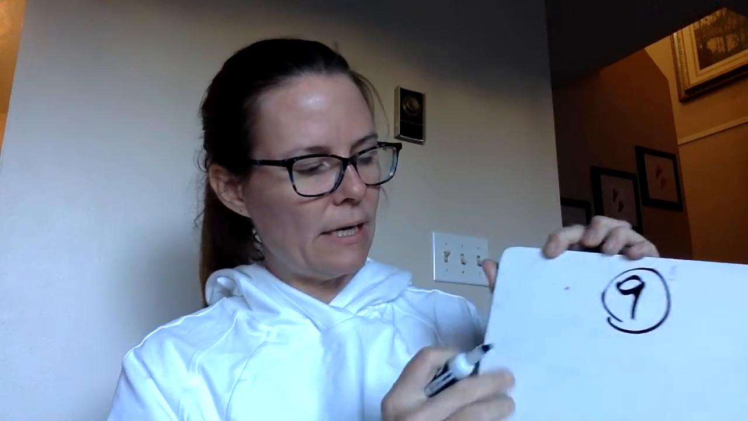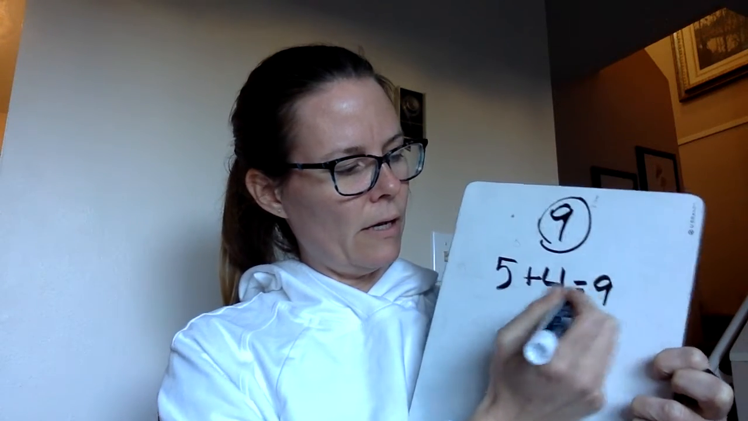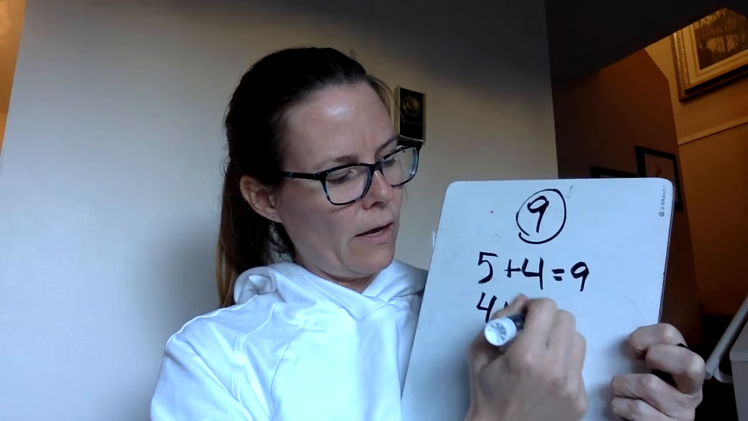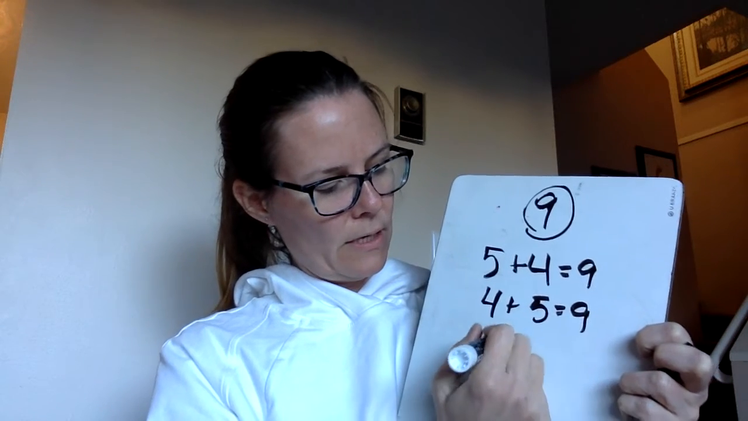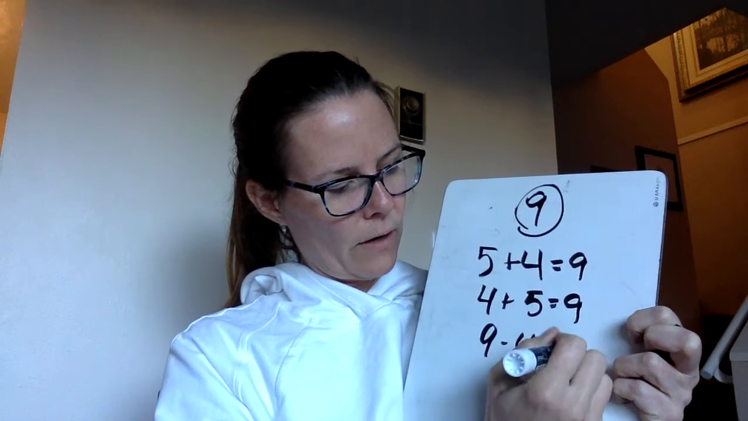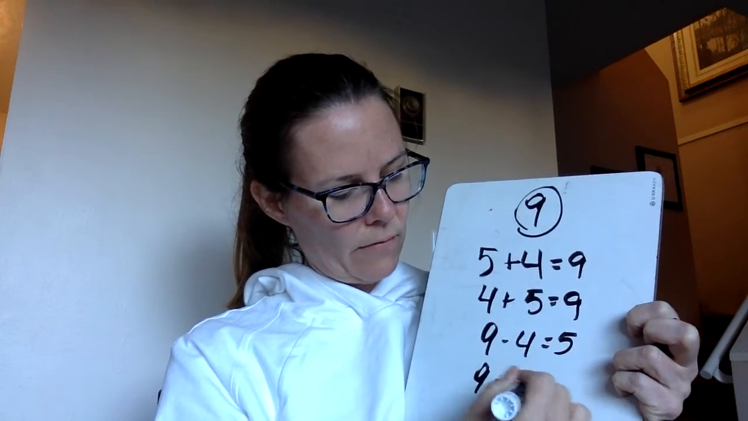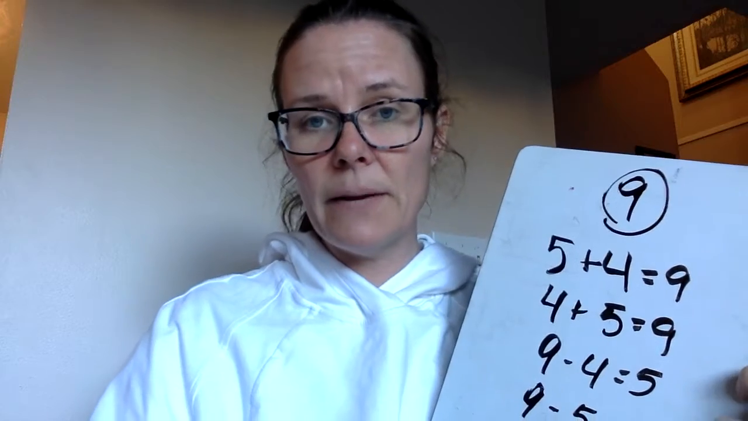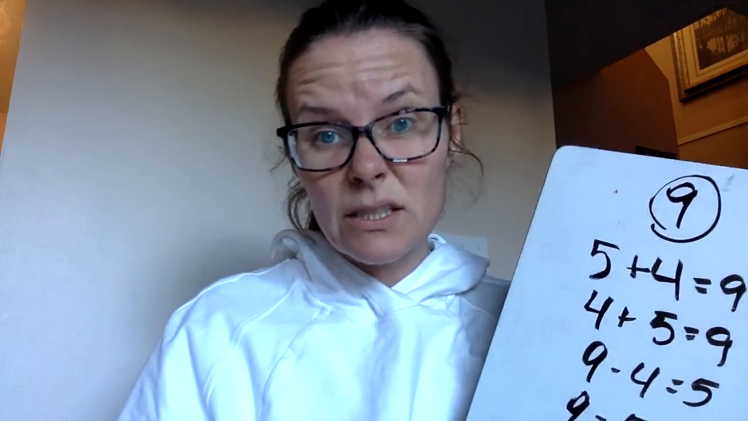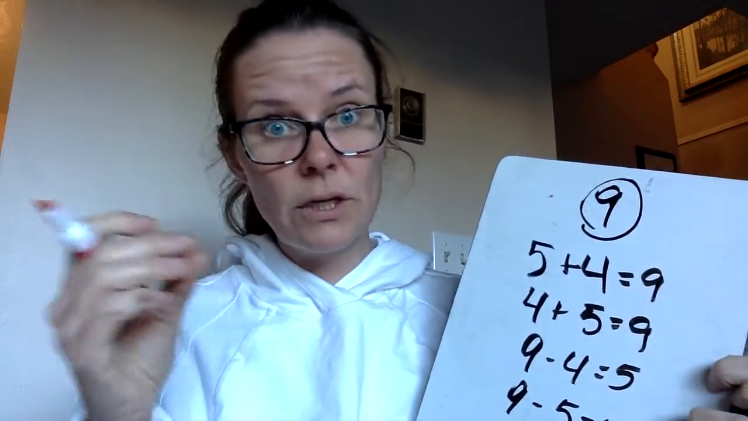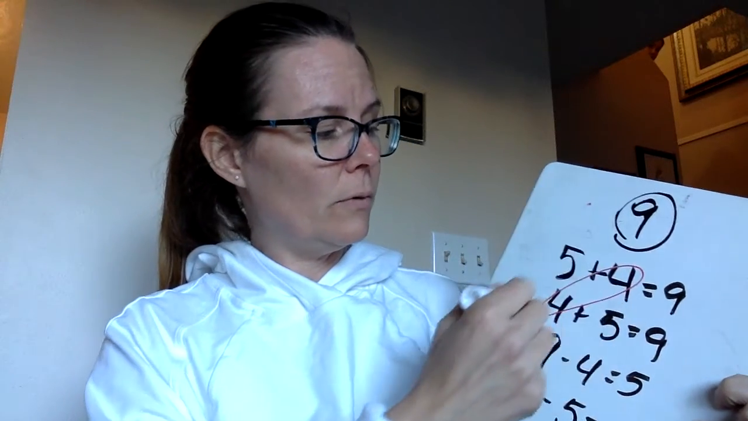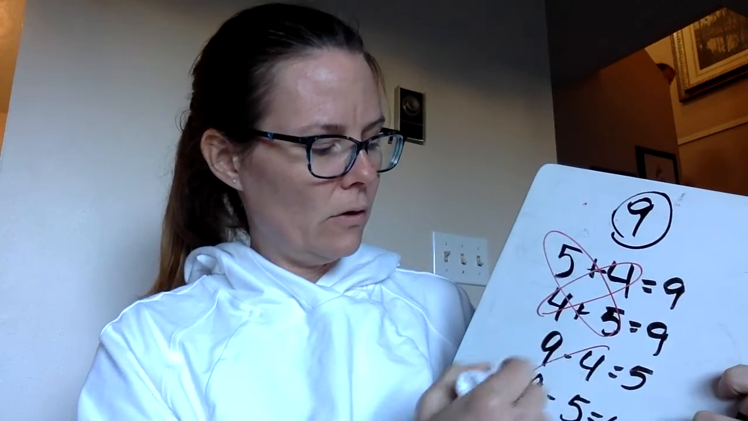If our magic number is 9, we can say, I don't know, 5 plus 4 equals 9. We can say 4 plus 5 equals 9. We can say 9 take away 4 equals 5. And 9 take away 5 equals 4. And this is why it's so important to know your addition facts. Really to 20, definitely to 10, really well, because it helps you with adding and subtracting really quickly.